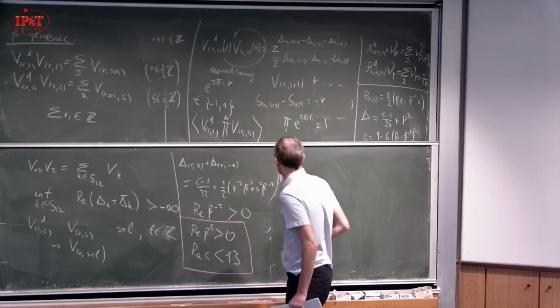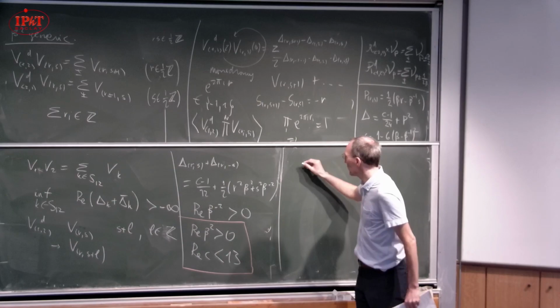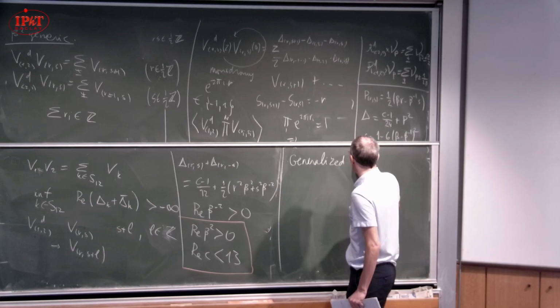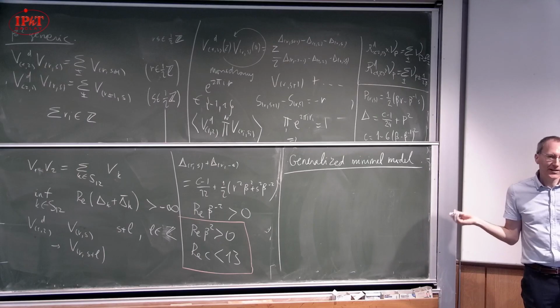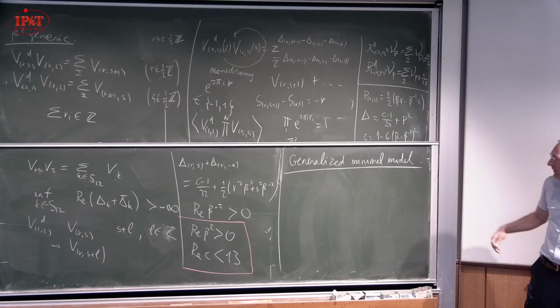Okay, so let's start building actual conformal field theories. And the first one is a generalized minimal model. Well, why am I starting with something which is generalized instead of the original thing? Well, it's because generalized minimal models are actually much simpler than minimal models.